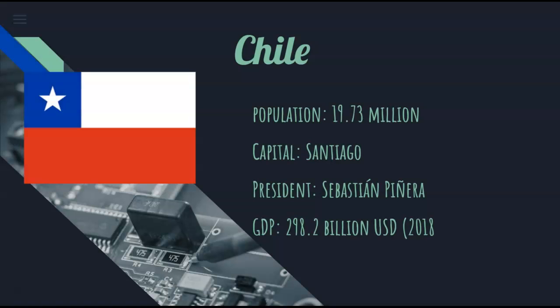Chile. The population is 19.73 million people. The capital is Santiago. The president is Sebastian Pinera. The GDP is 298.2 billion US dollars, and this number is fairly close to Nigeria. Although they have not even half the people that Nigeria has, they still spend just as much on GDP. They have less population than Canada and the United States, and they still spend not nearly as much as Canada and the United States.